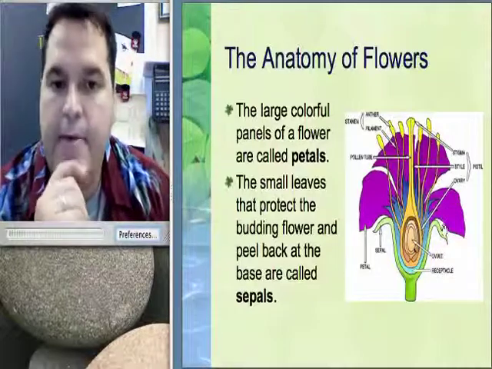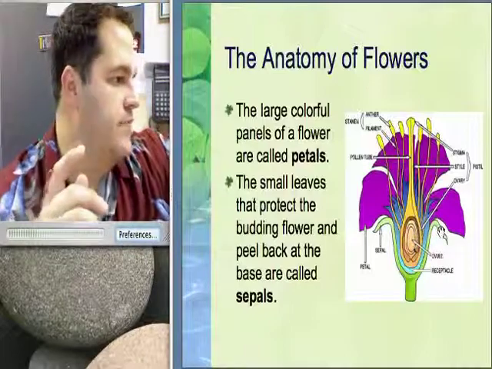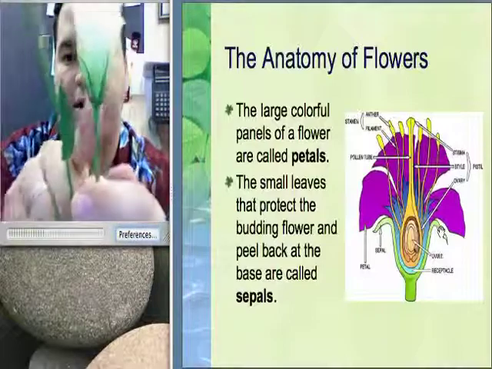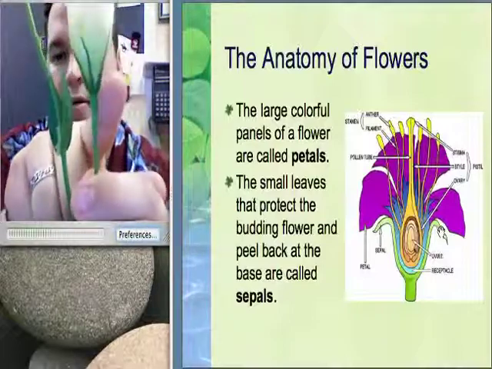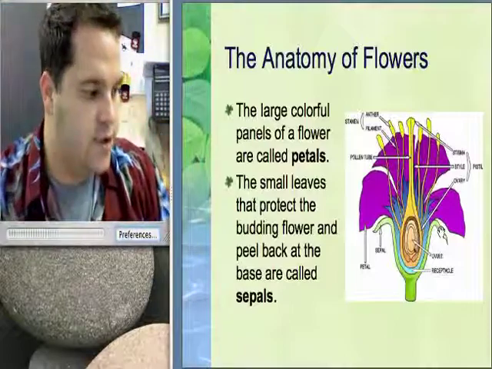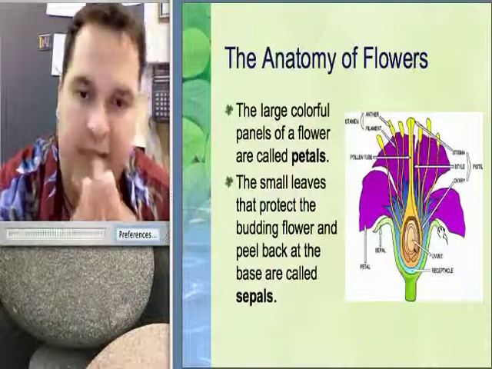But as a flower is growing, it's going to have some small leaves that protect it as it grows, much like the ones you see here on this flower, these little green things. Those are called sepals. Sepals are specialized leaves that are designed to protect the bud as it grows.